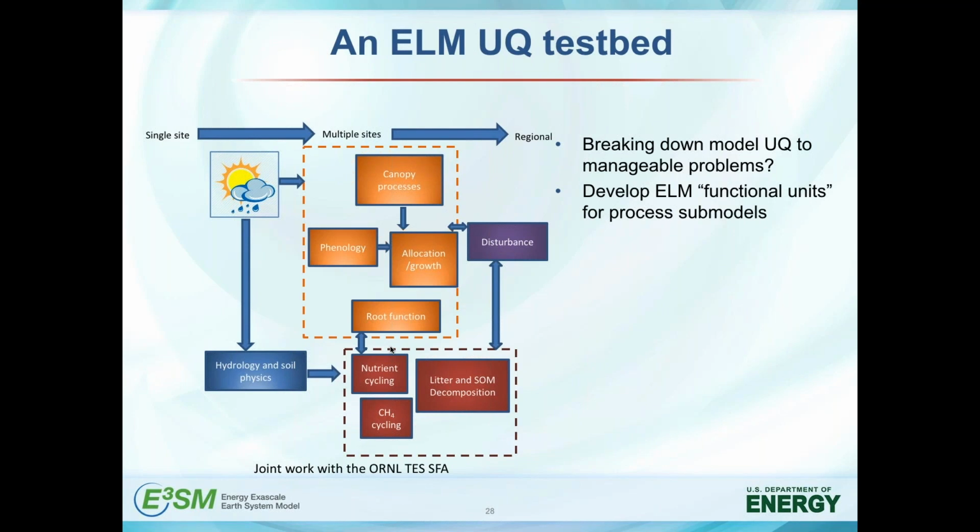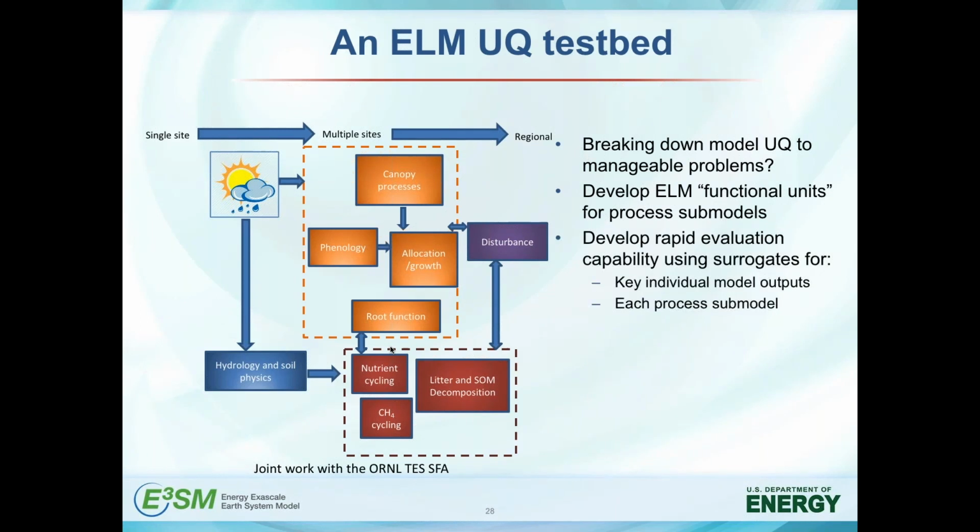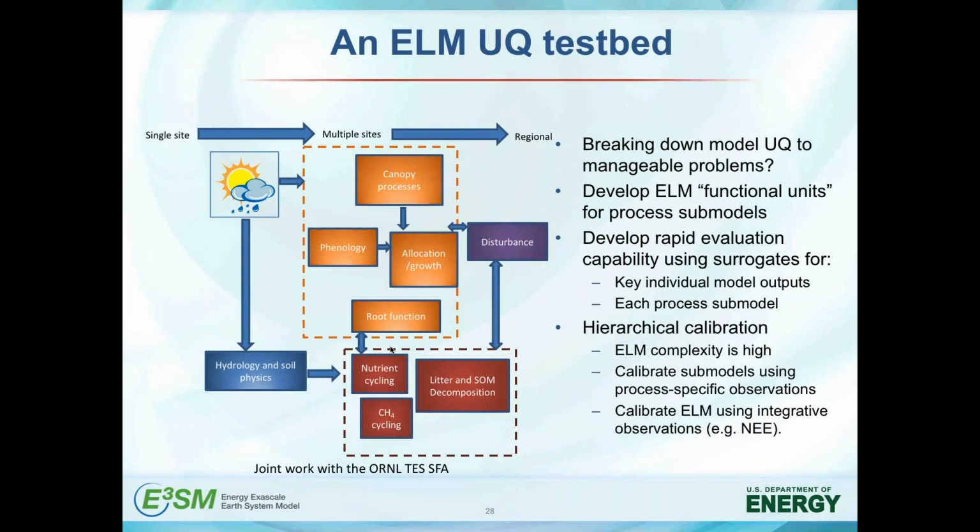Each of these subunits will have its own set of uncertain parameters that we're interested in, and in some cases makes predictions of variables that we measure. So we can constrain functional units maybe one at a time and then bring them back together, combining the information to make predictions with the full ELM. We're developing surrogates for parts of these individual process submodels, as well as looking at the full ELM, and potentially also doing hierarchical calibrations in the future.